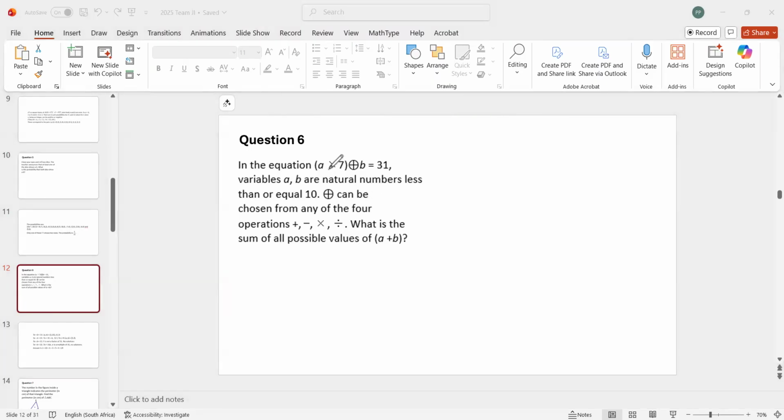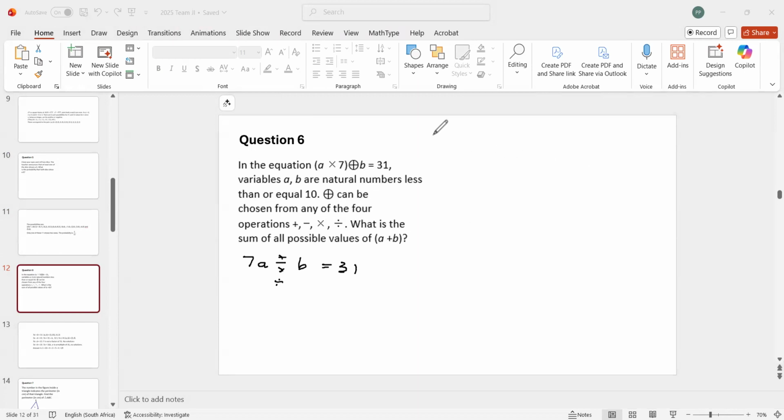All right, let's see now. A times 7 is 7A. And this plus could be any one of 4 possibilities. I'm going to put it down like this: plus, minus, times, divided by B is equal to 31.